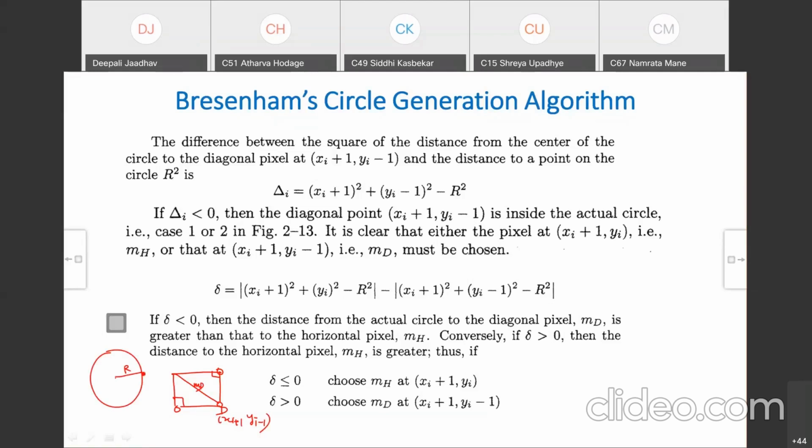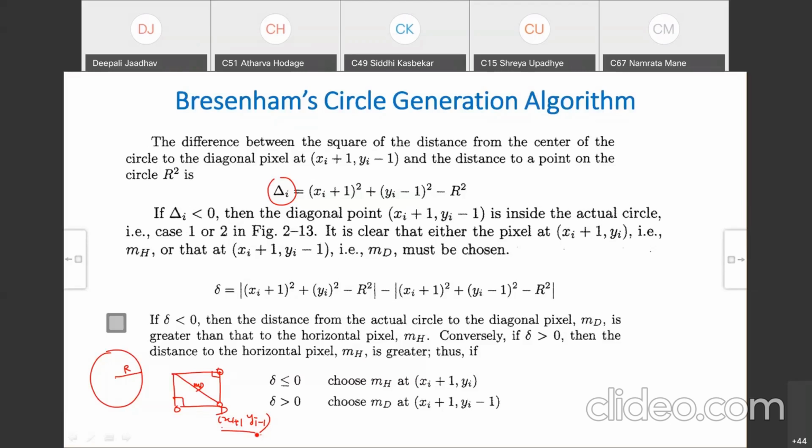So the difference between the square of the distance from the center to the diagonal, xi plus 1, yi minus 1, and the distance to a point on the circle, that is r square, is calculated as delta I. A big Greek letter is used. Both deltas are used here, uppercase and lowercase. So the uppercase Greek letter delta I, what is it? xi plus 1 square, plus yi minus 1 square, minus r square. So using this, it is calculated.